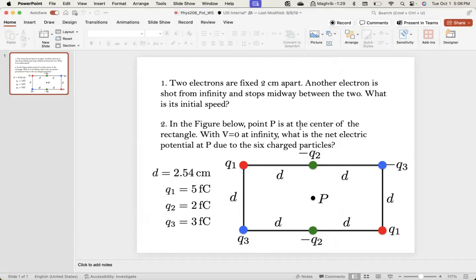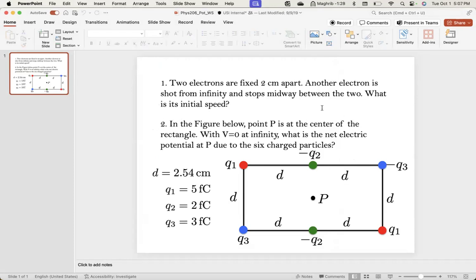Okay, so in this case, the first one says that you have 2 electrons fixed 2 centimeters apart from each other, and you can draw that in a minute here. And then a third electron is shot in from spatial infinity and stops midway between the two. What is its initial speed? So this is just conservation of energy, but here the potential is given by the potential of point charges. I'll talk about that in a second. Oh, I didn't put up 4, I put up 3.